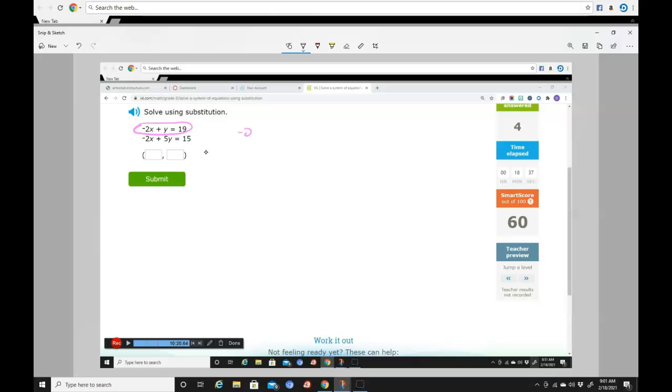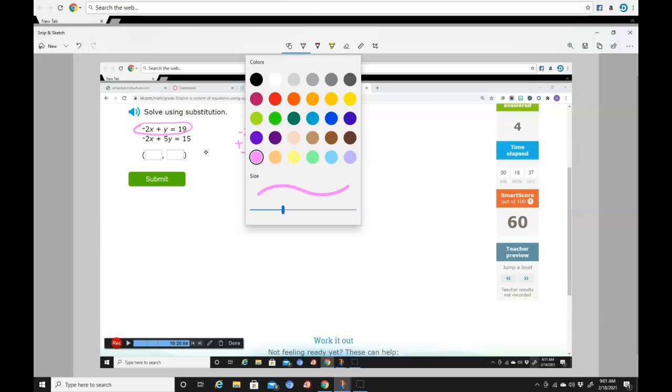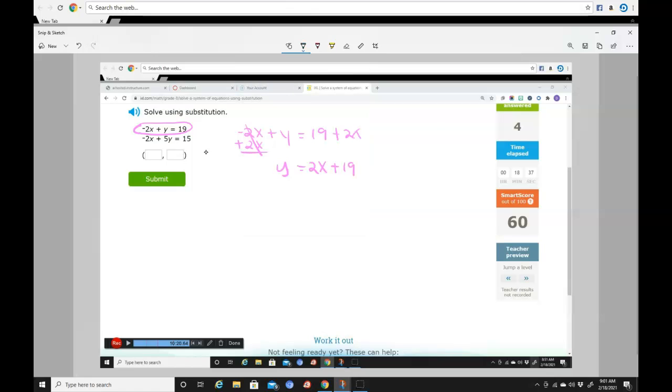If I have -2x plus y equals 19, to get y by itself, I would add 2x to both sides. This would be plus 2x. So this would be gone, so I'd have my y, and I'm just going to write it back in slope intercept form. That would be 2x plus 19. Now that I have my y equal to something, I am able to plug it back in to this equation to see what my variable x will be.